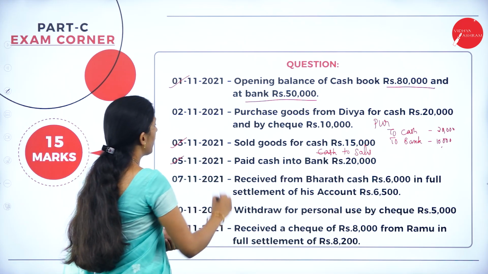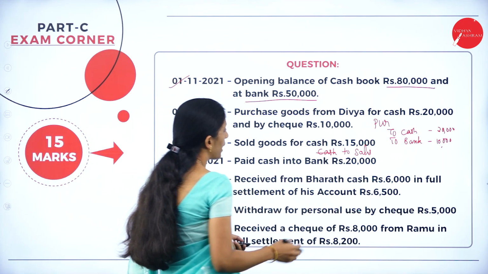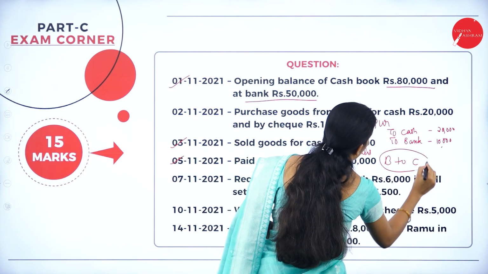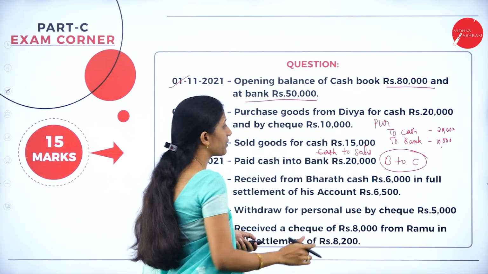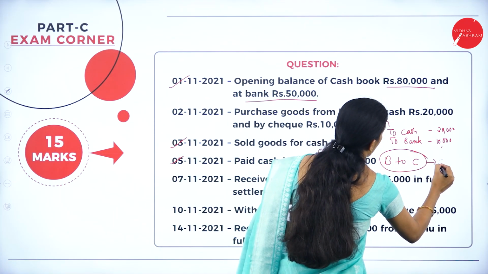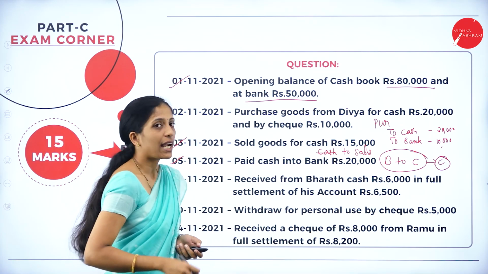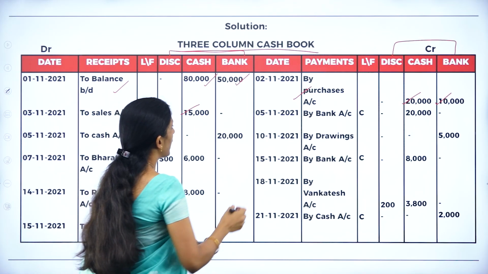Next one, 5/11/2021, paid cash into bank. So this is a contra entry. So what is the entry? Bank account debit to cash account. So bank and cash account have come together in one particular journal entry. So it is a contra entry, which has to be denoted by the letter C. So how do you write? By bank account to cash account. So you have to write this.